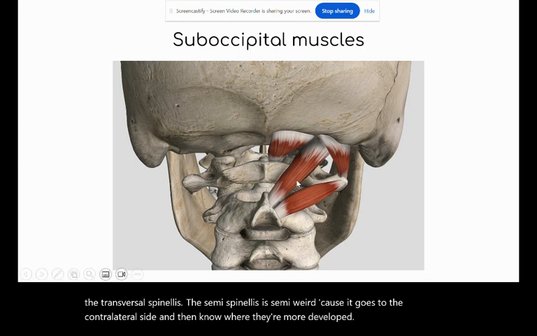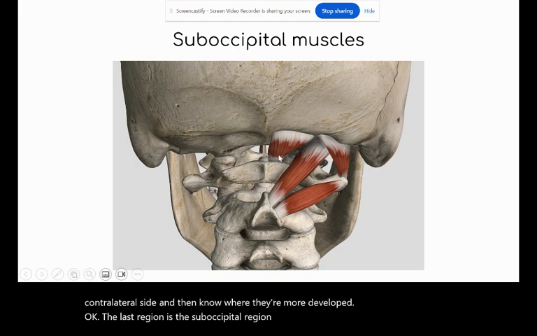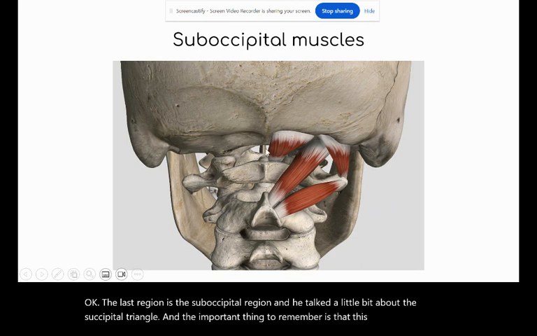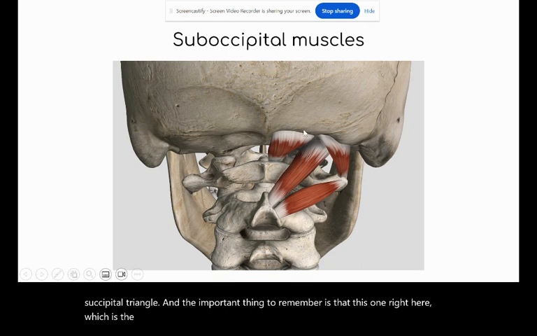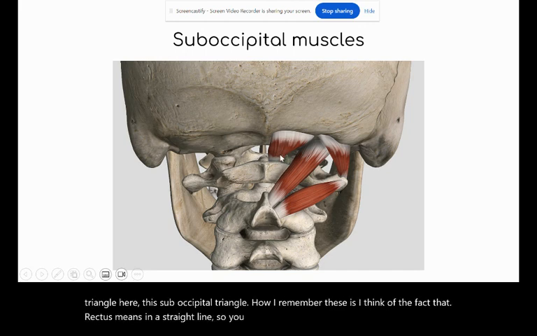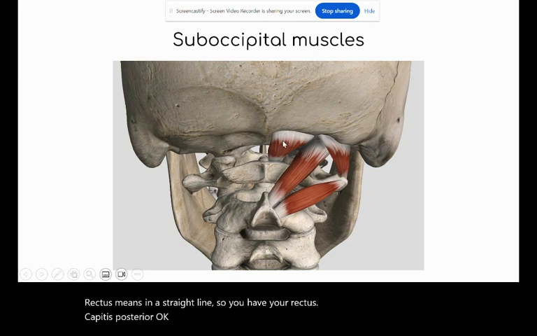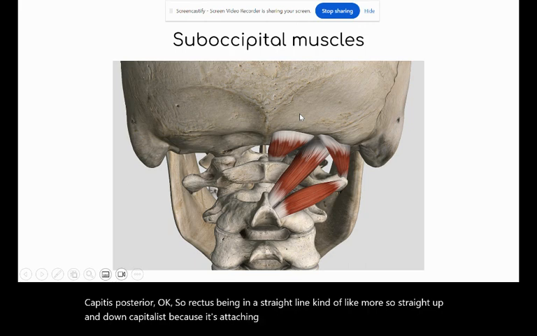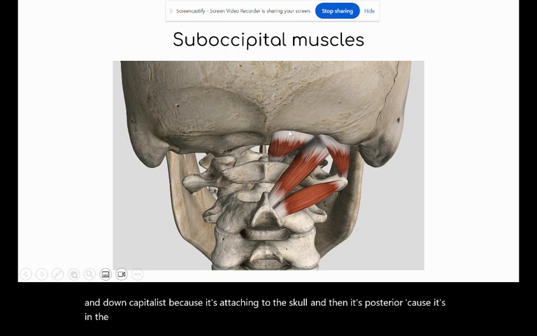Okay, the last region is the suboccipital region, and he talked a little bit about the suboccipital triangle, and the important thing to remember is that this one right here, which is the rectus capitis posterior minor, is the only one that's not part of this little triangle here, the suboccipital triangle. How I remember these is I think of the fact that rectus means in a straight line. So you have your rectus capitis posterior. Okay, so rectus being in a straight line, more so straight up and down. Capitis because it's attaching to the skull. And then it's posterior because it's in the back, and then this one's minor because it's the small one.